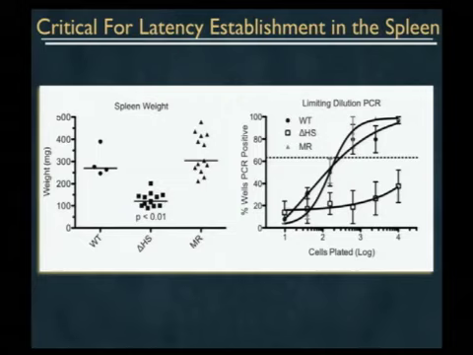In contrast, with the host shutoff defective virus, this number is dramatically reduced to, in fact, calculated to be less than 1 in 10,000 cells latently infected with a virus. So there's this major latency establishment defect with virus that can't promote RNA turnover.